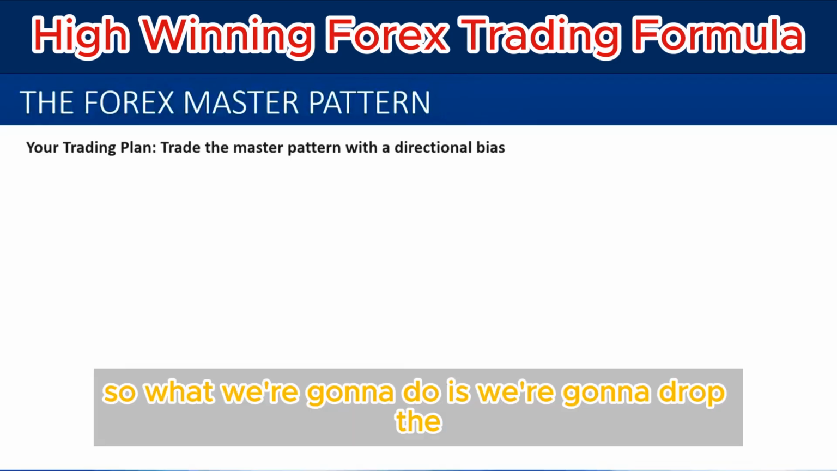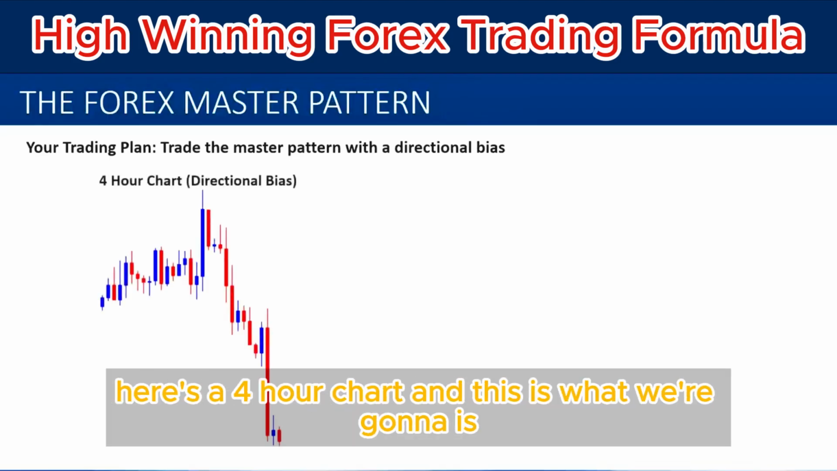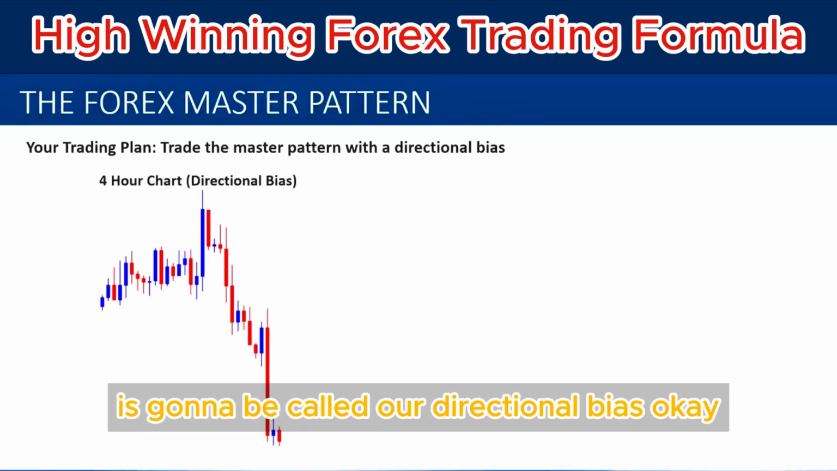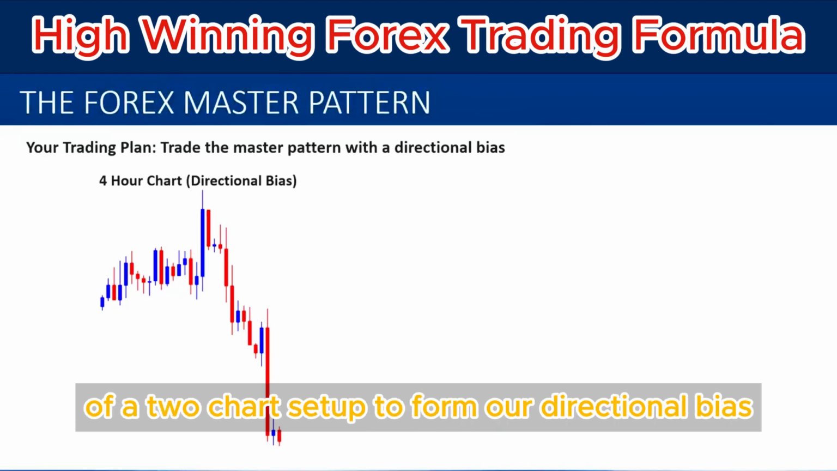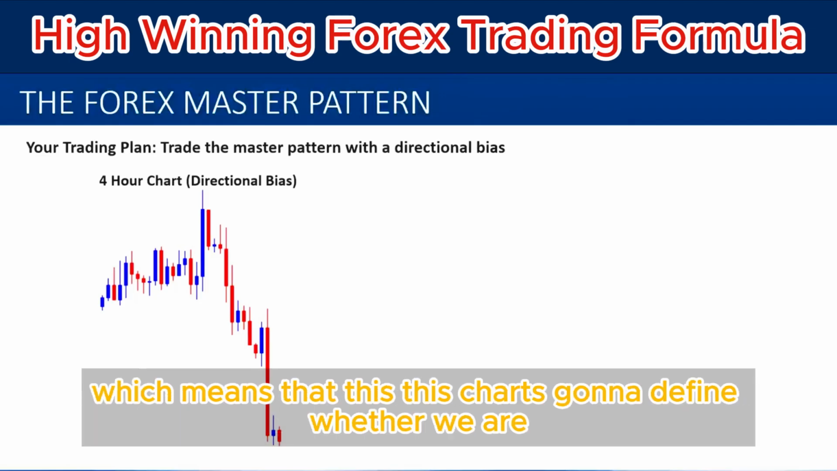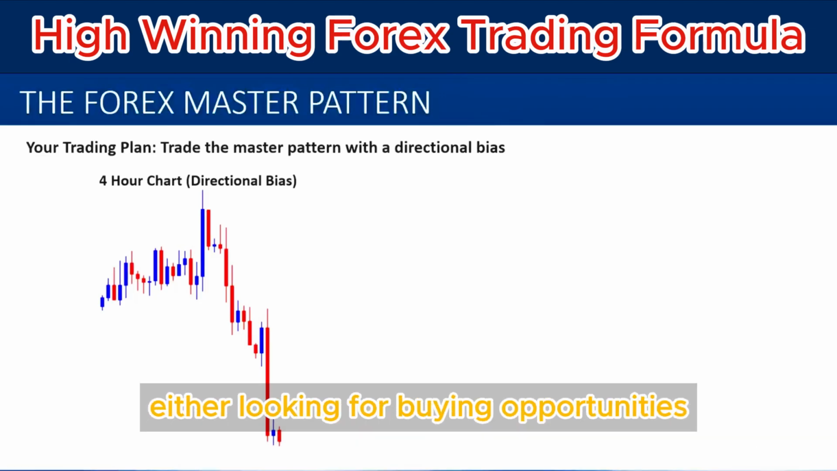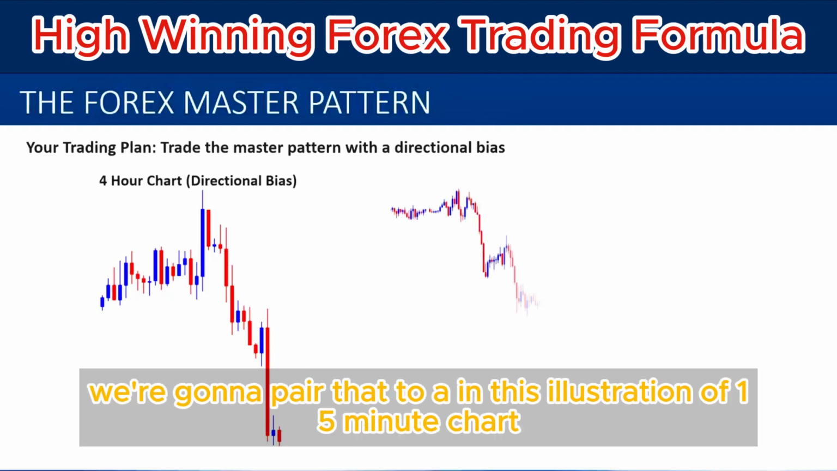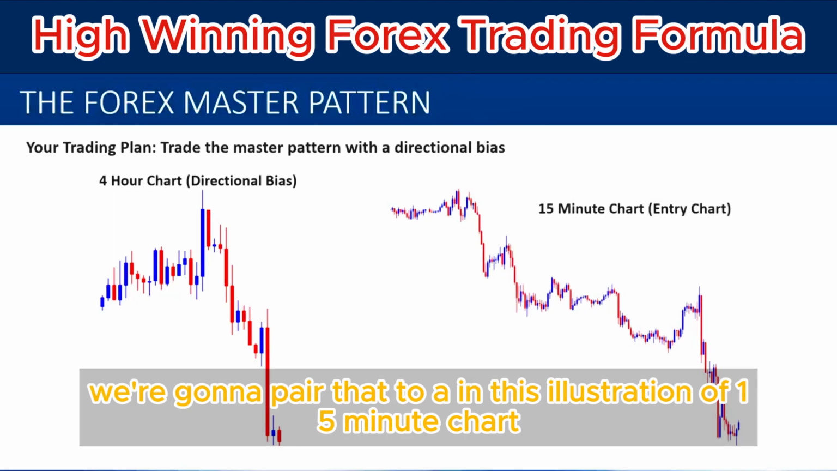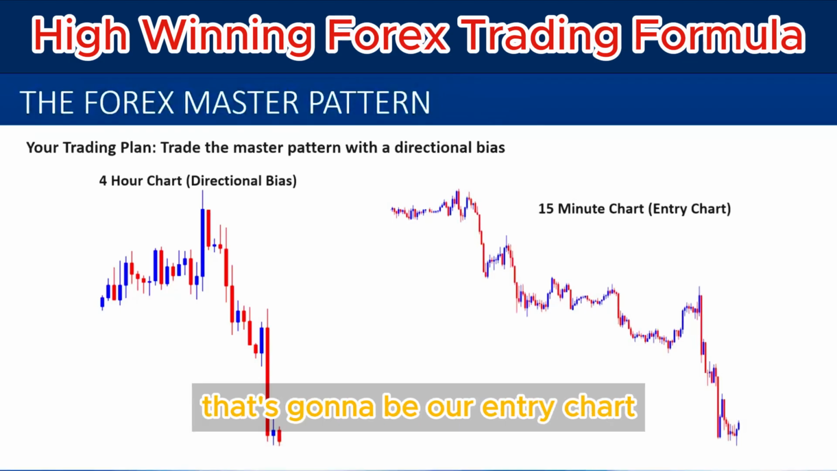So what we're going to do is drop in a 4-hour chart, and this is going to be called our directional bias. Okay, this is the chart that we're going to use as our larger time frame of a 2-chart setup to form our directional bias, which means that this chart's going to define whether we are looking for buying opportunities or looking for sell opportunities. We're going to pair that to, in this illustration, a 15-minute chart, and that's going to be our entry chart.